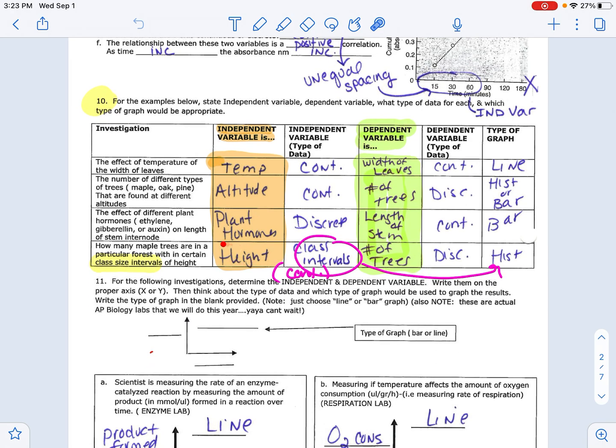Like somebody asked me in my other class here, because height is continuous data. So if you put continuous here, that's true. Height is continuous data. It can be a decimal or fraction. But because we said it's continuous data in class size intervals, that's why I chose histogram. So if you wrote continuous here, you're not wrong.